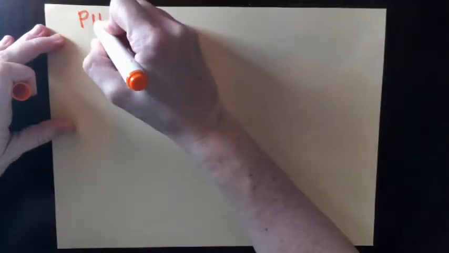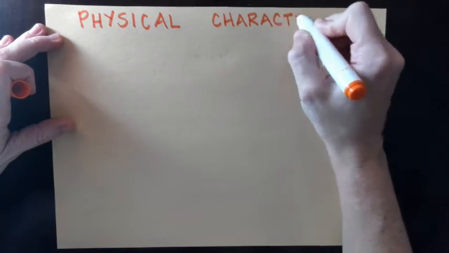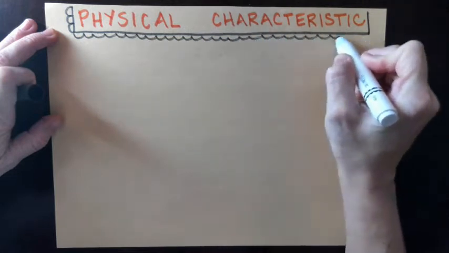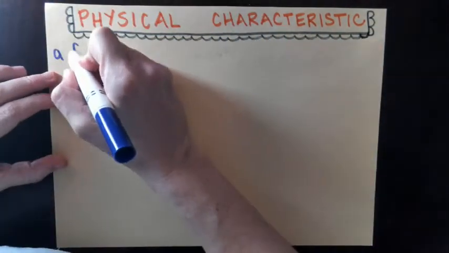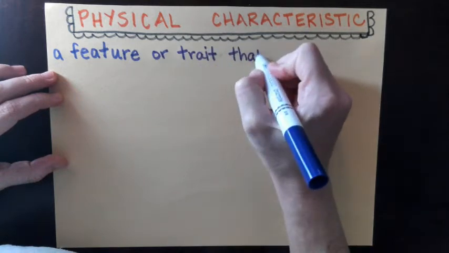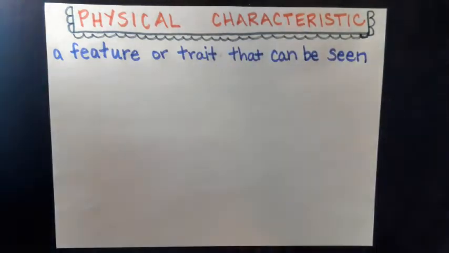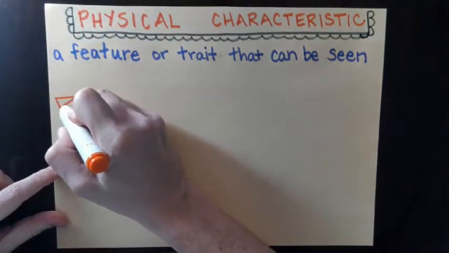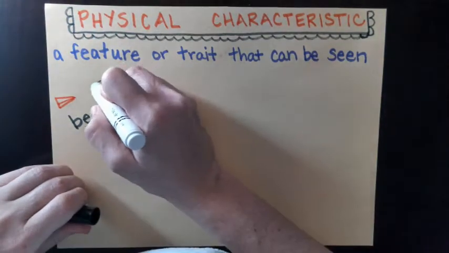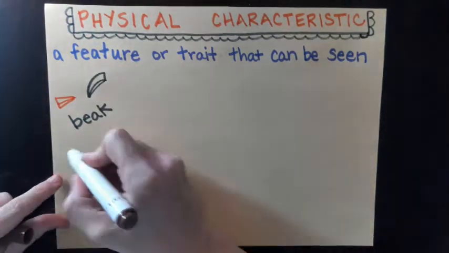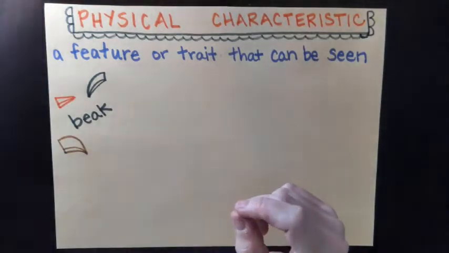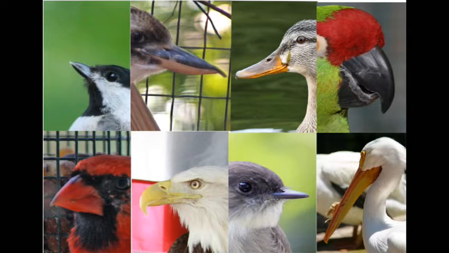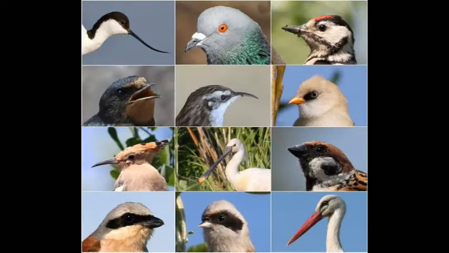When you look at an animal, you are using your eyes to look on the outside of that animal. And we might see different parts or traits or features of that animal. We would call those outside features a physical characteristic. Take, for instance, a bird. Birds have beaks, and those beaks can come in different colors, different shapes, different sizes, and birds use their beaks for different reasons.